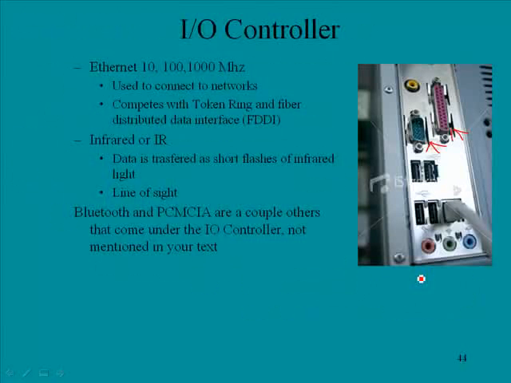And so, another I/O controller is Ethernet. Ethernet is used to connect to networks. It competes with Token Ring and Fiber Distributed Data Interface. I'm just mentioning these because this is not the only way to connect to a network. There are other means. However, worldwide, Ethernet is like 99.9% of those, and there are these other interfaces, but I'm just mentioning them because they technically are different interfaces than Ethernet. And Ethernet is a standard, by the way.